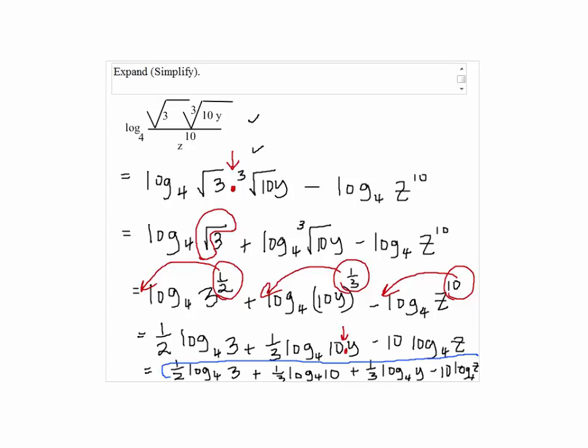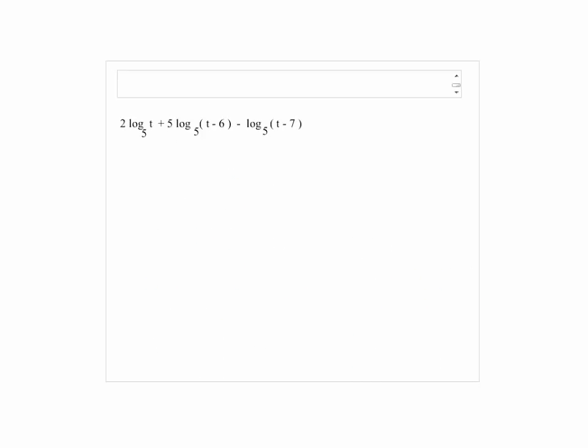Now also notice that we have 10 times y, so we can separate them using an addition sign as well. So the final answer will be 1/2 log base 4 of 3 plus 1/3 log base 4 of 10 plus 1/3 log base 4 of y minus 10 log base 4 of z. This will be the final answer.